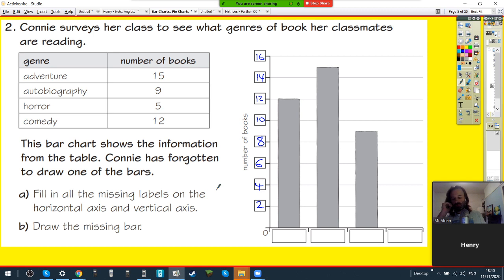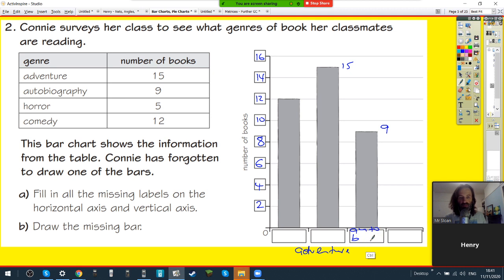This here is 9. So let's say 9 there, but you'd have to say, is it like adventure, autobiography, that stuff? Oh, okay. And then the tallest one is 15. Okay, but which category is that? Which genre? That's adventure. So that one's adventure. 9 is autobiography.